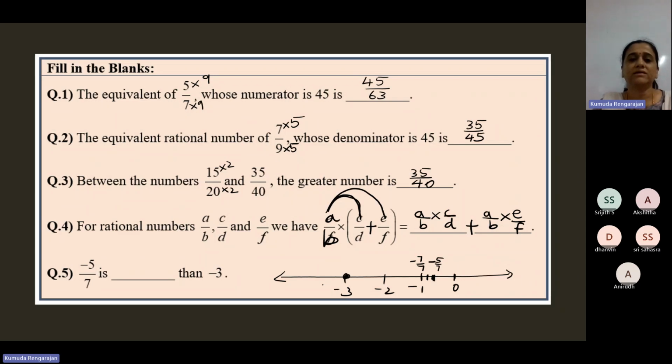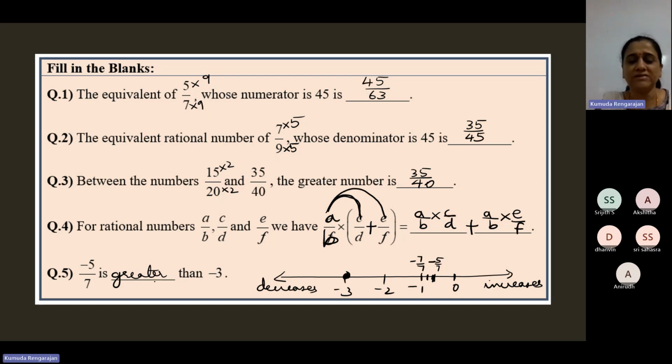So on the number line, as you move towards the left, the numbers keep decreasing in value. As you keep moving towards the right, the numbers increase in value. So here is minus 5 by 7, here is minus 3. As you move like this, the value decreases. So minus 5 by 7 is greater than minus 3.